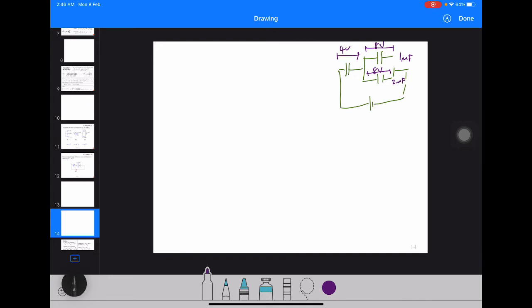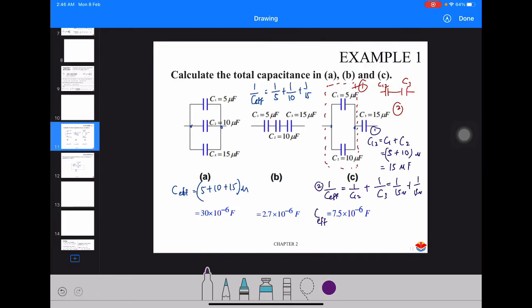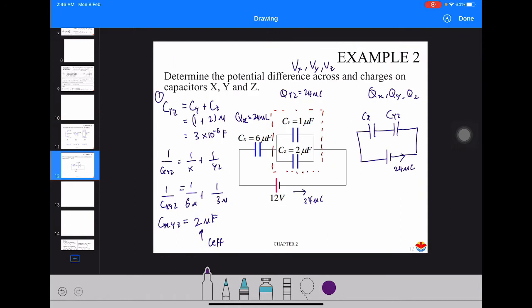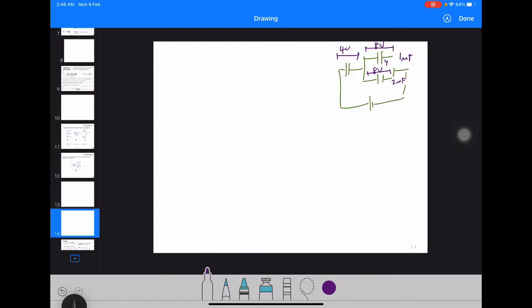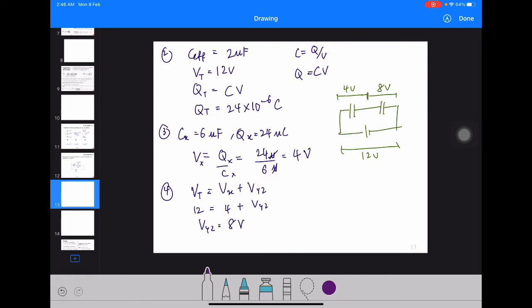Okay, so I still forgot to write. That one is Y and Z. Okay, this one is Y and this one is Z. Okay, now this is my fifth step.